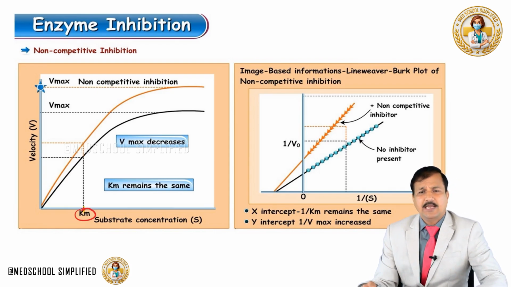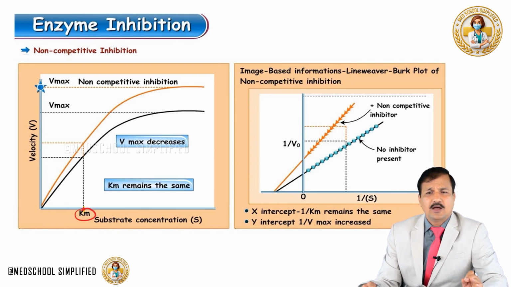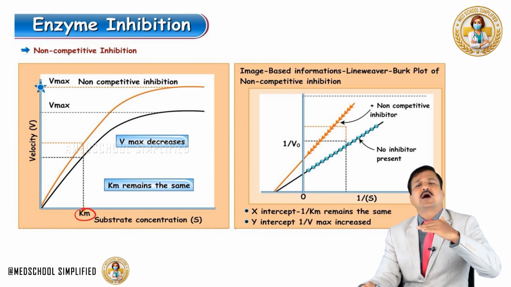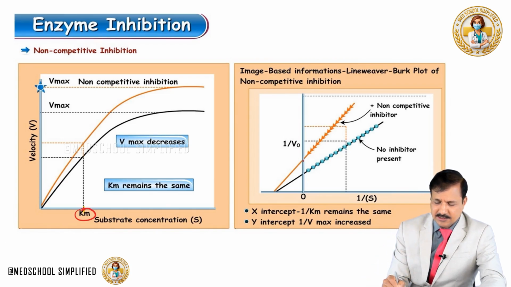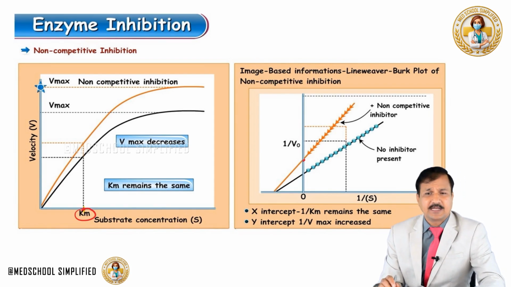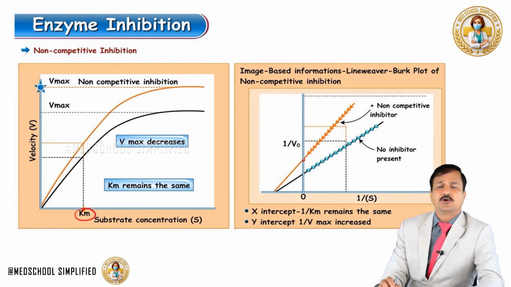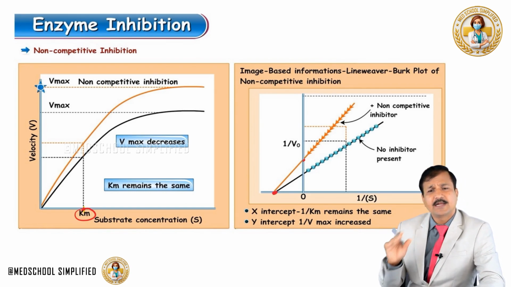Now look at the Lineweaver-Burk plot. Look at the y-intercept. The y-intercept in the presence of non-competitive inhibitor is going away from 0. The y-intercept is 1 over Vmax, and that 1 over Vmax is going away from 0, indicating that Vmax is decreased, because when the reciprocal number goes away from 0, it is a decrease in the value. Whereas look at the x-intercept, that is minus 1 over Km, it remains the same.